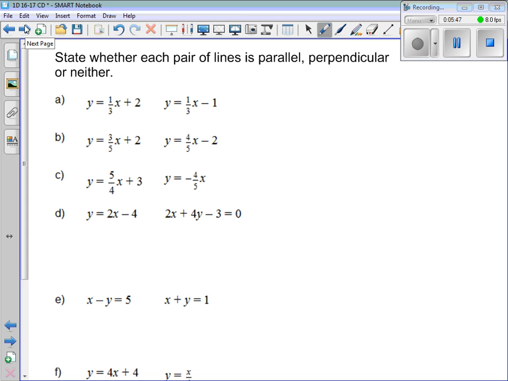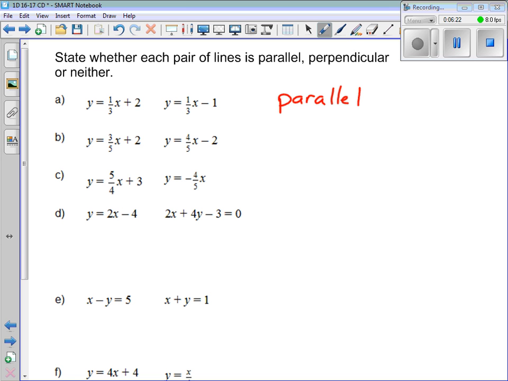So let's look at some examples here. What we want to do in each of these cases here is state whether each pair of lines is parallel, perpendicular, or neither. And we want to do this based on our slopes here. So the first one here, we've got y equals 1/3 x plus 2 and y equals 1/3 x minus 3. Are these lines parallel, perpendicular, or neither? What do you think, Stephanie? How do you know that they are parallel, Stephanie? Because they have the same slope. Okay, 1/3 in each case.